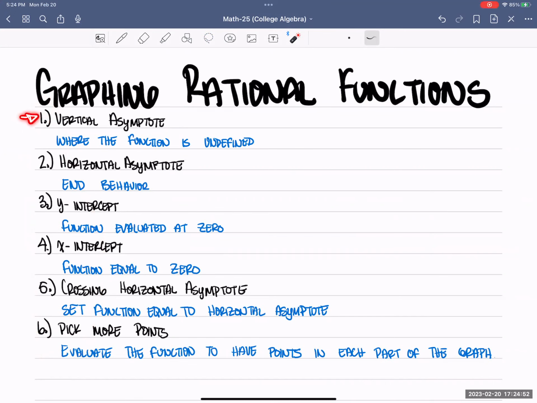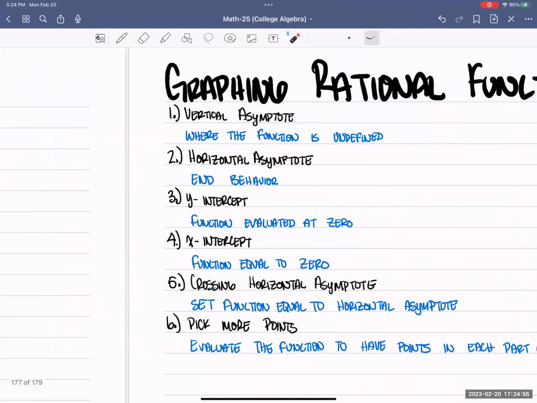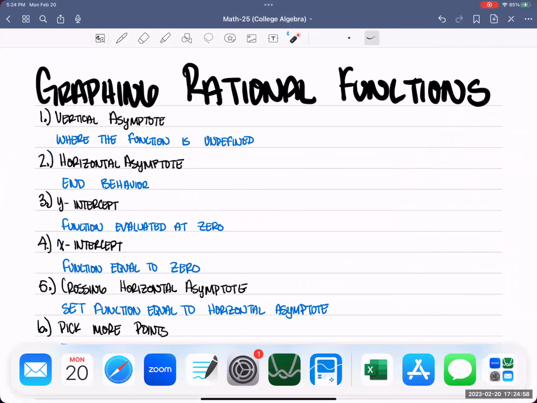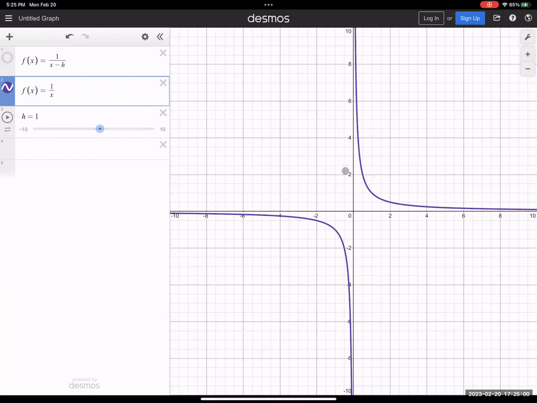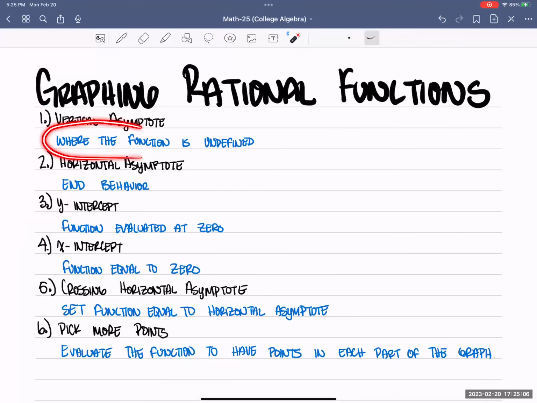The very first thing is going to be our vertical asymptote, going up and down. A vertical asymptote happens when our function is undefined, and our function is undefined when the denominator equals 0. So with the function that we have graphed, 1 over x, we literally just grab the denominator and set it equal to 0. So x equals 0 in this case.